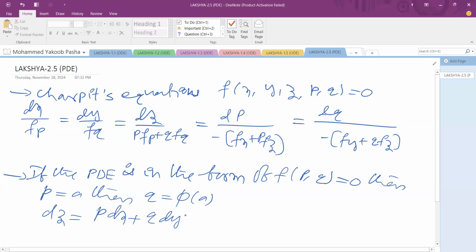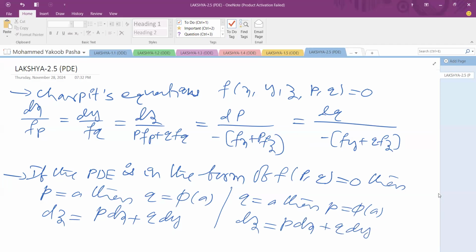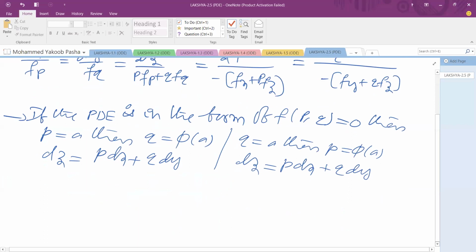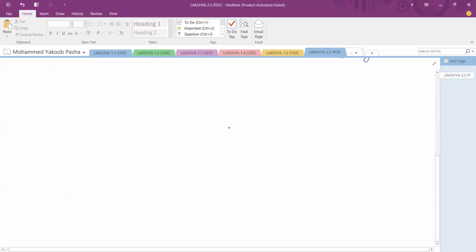This is one way. The other way is when we take q = a or b, then we can write the p value as a function of a, and substitute the values in dz = p dx + q dy. After integration, we get the required solution of the given non-linear PDE.